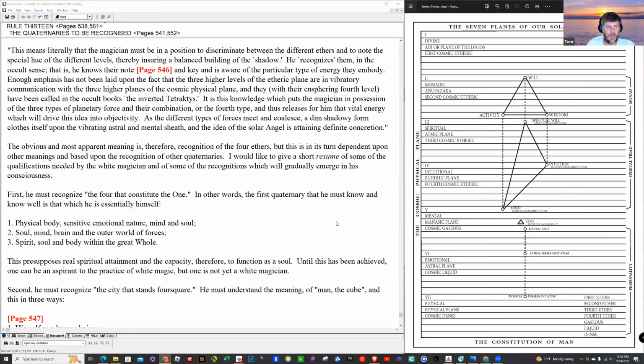Enough emphasis has not been laid upon the fact that the three higher levels of the etheric plane are in vibratory communication with the three higher planes of the cosmic physical plane. And they, with their ensphering fourth level, have been called in the occult books the inverted tetractus.